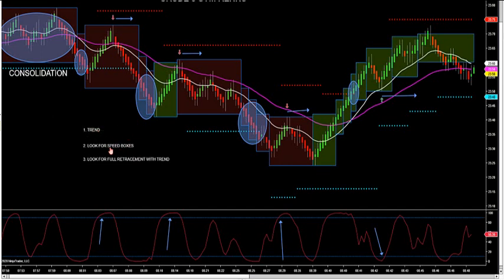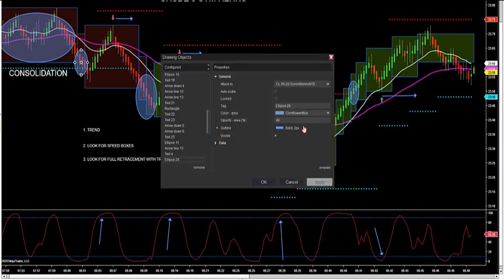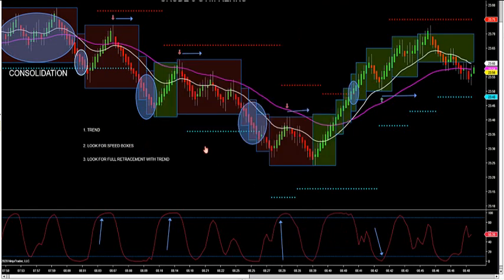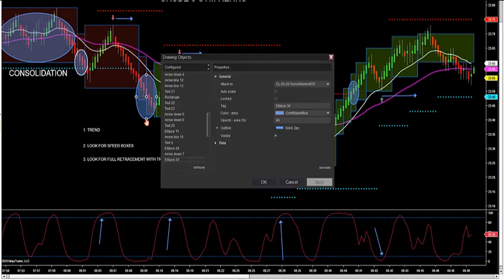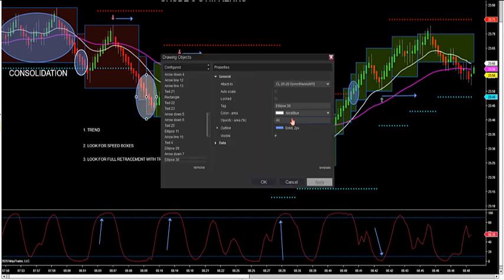Because you look for the trend, right? The trend's down. We look for speed boxes, and right here they are. Here's a speed box. Try to find the speed boxes. Where are the speed boxes? That's telling us, especially on these smaller time frames like the 3 sim.